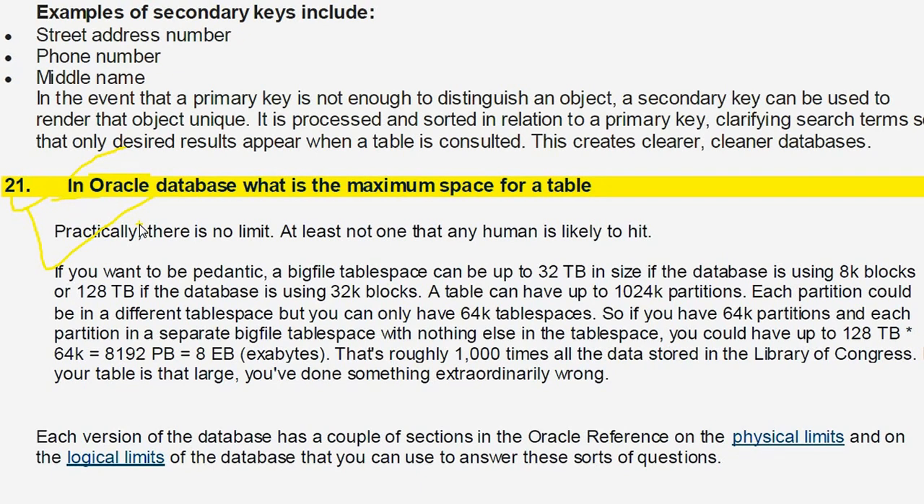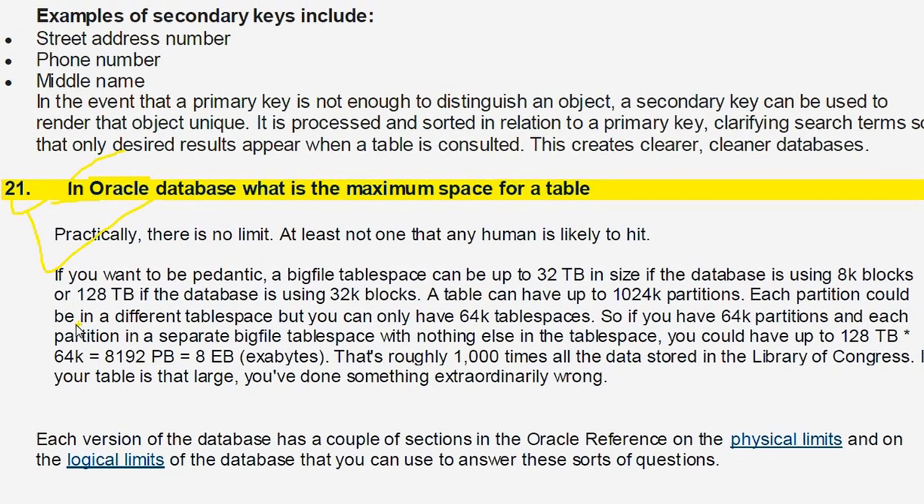And in this way, the size of table depends upon the block that represents the table. So practically there is no limitation, but logically there may be limitations for how the table is represented.